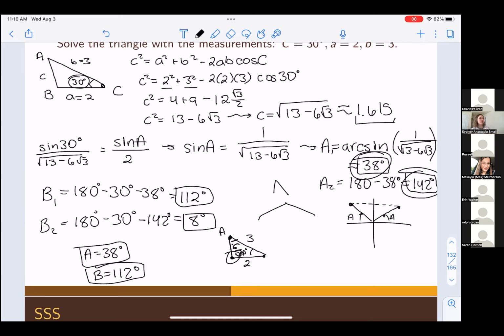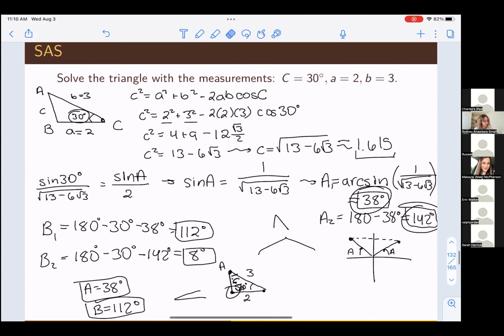Is my picture entirely to scale? No, but did I get the ratios at least within the ballpark in my drawing to be able to determine, okay, am I looking at an obtuse 112-degree angle, or am I looking at an 8-degree angle that's like this? So your drawing should be to scale enough just to be able to tell that. These side angle side problems will only ever have one solution. You will algebraically be given two, and you will have to draw a triangle in order to determine which one makes more sense.